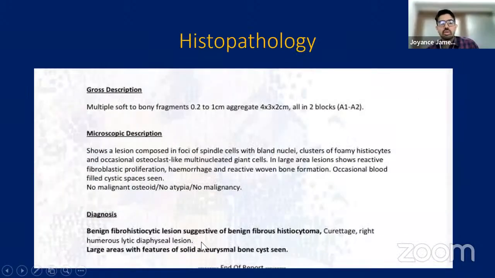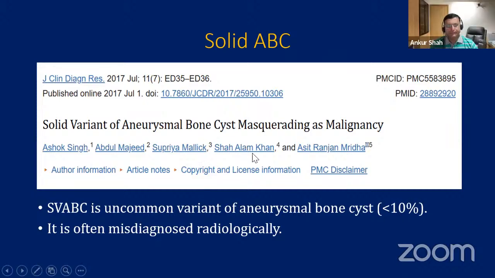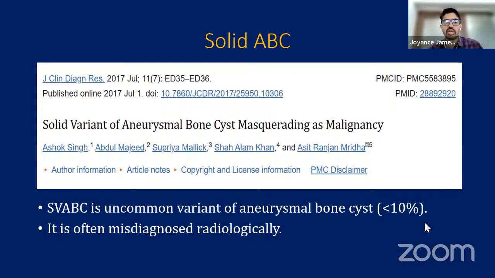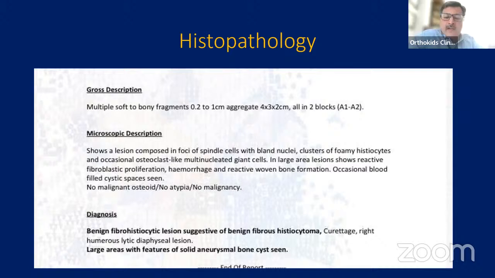The core needle biopsy histopath report came as suggestive, with large features of solid aneurysmal bone cyst. There is one article published from AIIMS New Delhi in JCDR 2017. The solid variant of the aneurysmal bone cyst is very uncommon, in less than 10% of all ABCs, and it is also a diagnostically challenging diagnosis. Sorry to cut you off, please go back to the biopsy report. So it is basically a BFH which has a secondary ABC-like area. So, benign fibrous histiocytoma.